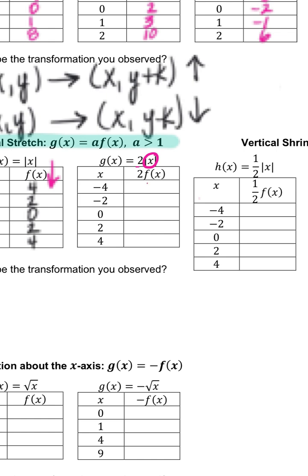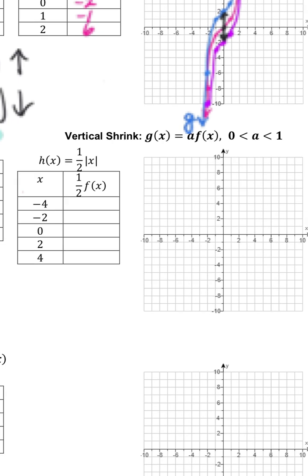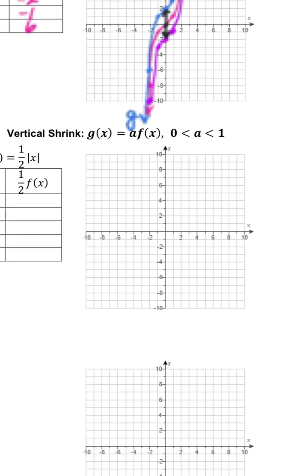So 4 times 2 is 8. 2 times 2 is 4. 0 times 2 is 0. 2 times 2 is 4. And 4 times 2 is 8. And I'm going to do the same thing again. What if we had what's called a shrink? So this is a vertical shrink.